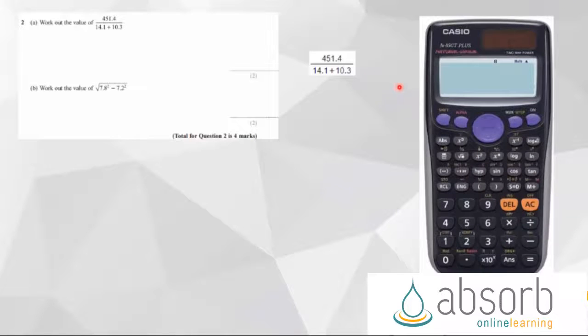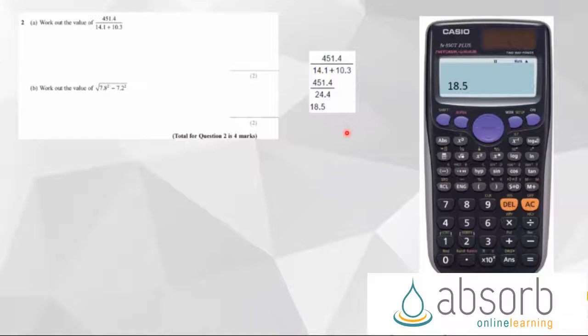So let's bring in the calculator. We type in the first bit of the calculation we're going to do. So we're going to add these two numbers together, the 14.1 and the 10.3, and we get an answer of 24.4. We write that down. This is what you should do on your paper. You should have this step written down for the marker to see, and also to avoid you making these terrible calculator errors that people make when they just think they can do the whole calculation on the calculator in one go. So the next step is to do the division, and that gives us an answer of 18.5.